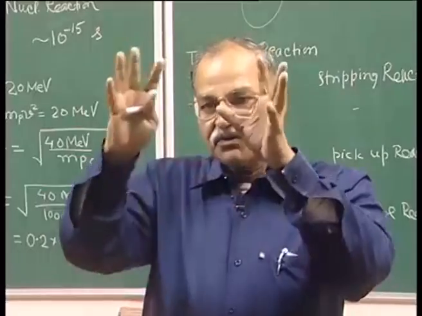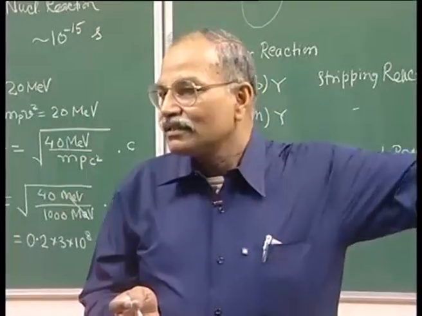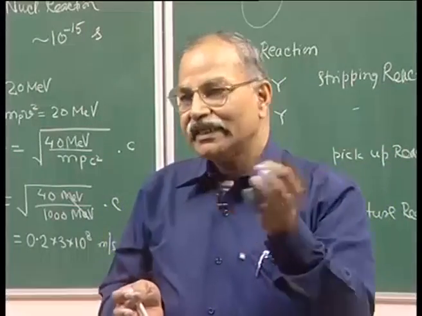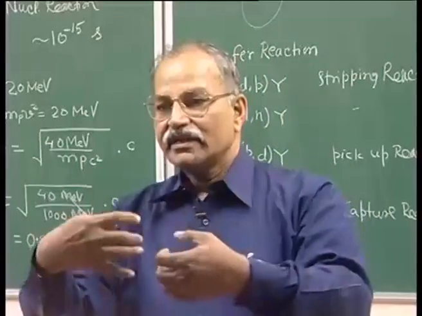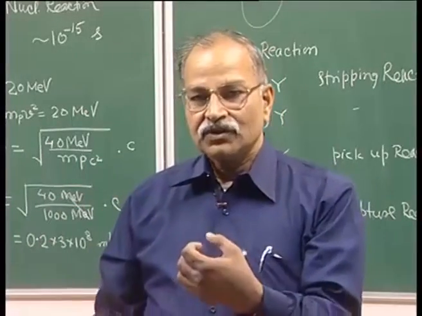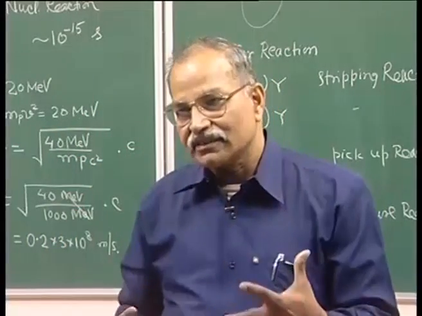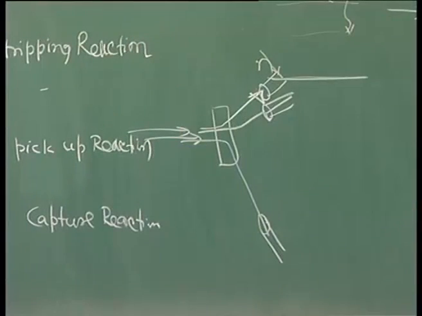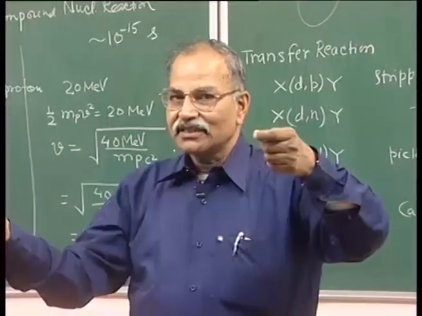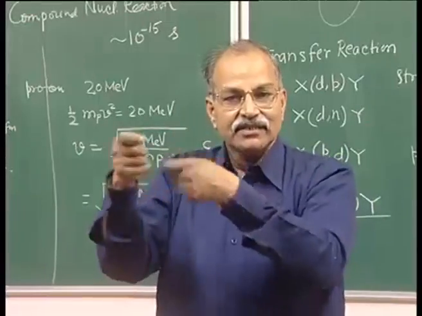Once this compound nucleus is formed, it has lost all the memory of the previous direction of the particle coming in and hitting. From here it is now emitting the particle and giving that product nucleus. So here it is more likely to be symmetric in directions, whereas if you have a direct reaction, the nucleus is coming in the center of mass frame this way, and then some reaction is taking place.